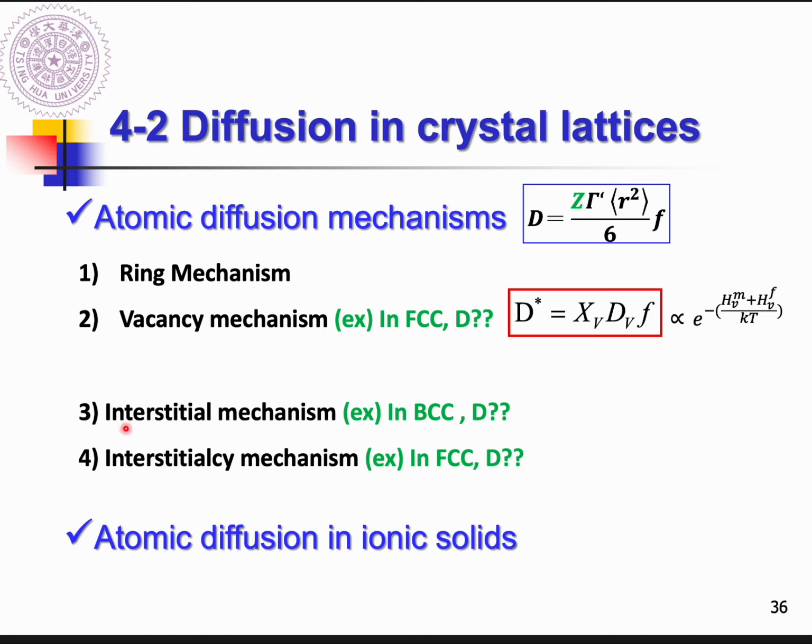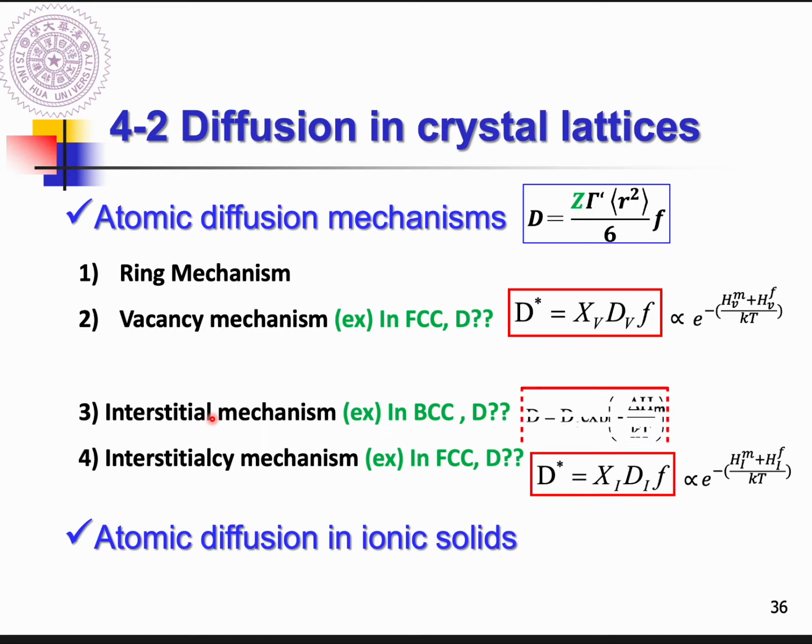And regarding the interstitial mechanism, the diffusing atom is a smaller solute atom, and this solute atom only needs to overcome the migration energy. So you can write down the expression of diffusivity of this solute atom equals D0 times exponential negative migration enthalpy divided by kT. So the exponential term only has the migration energy of this solute atom.